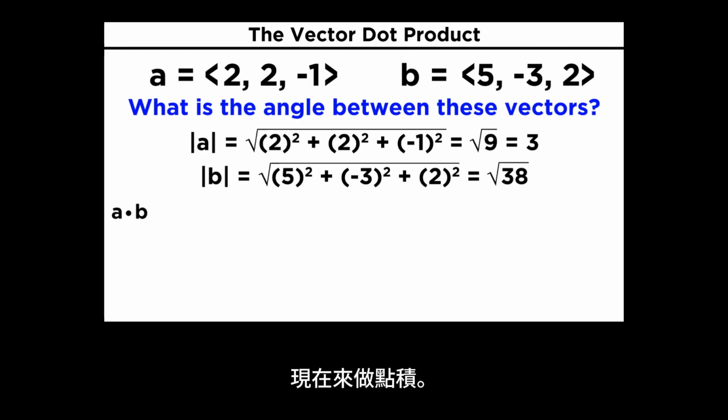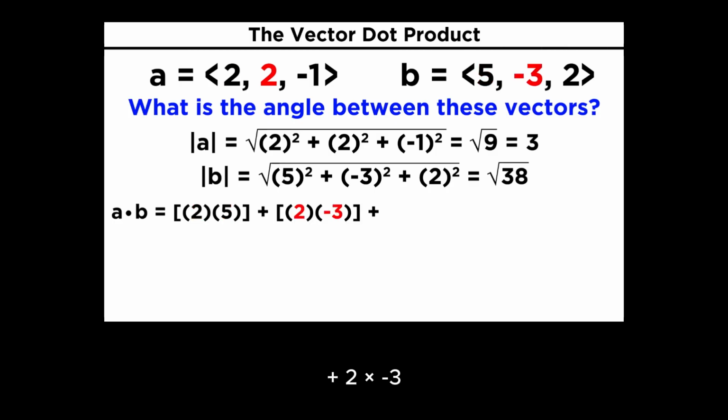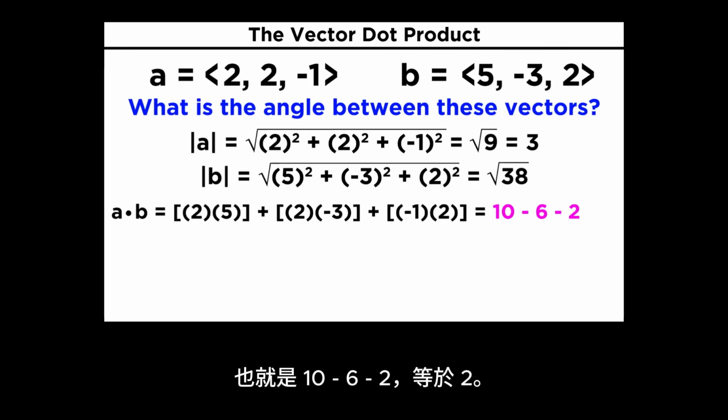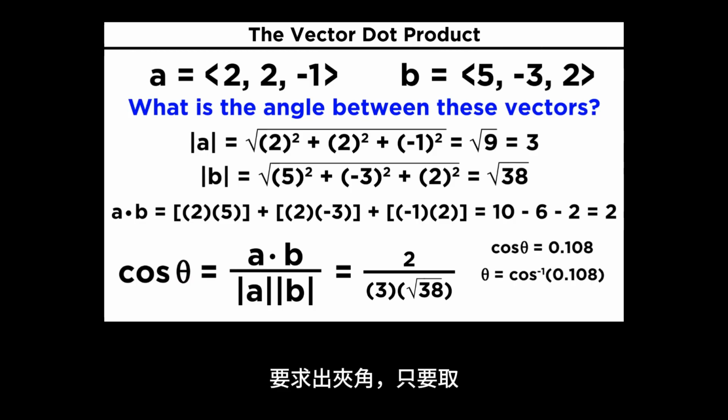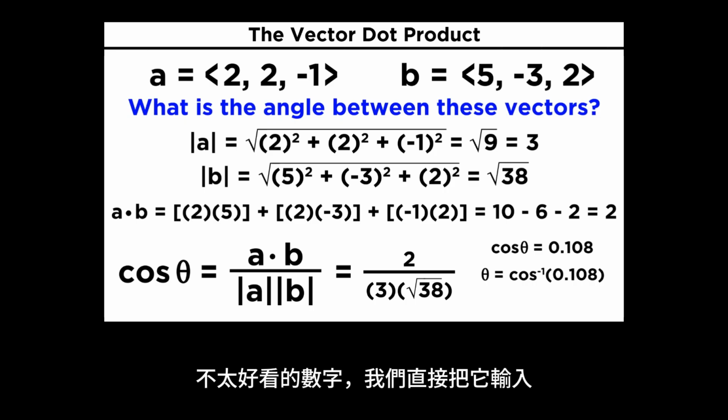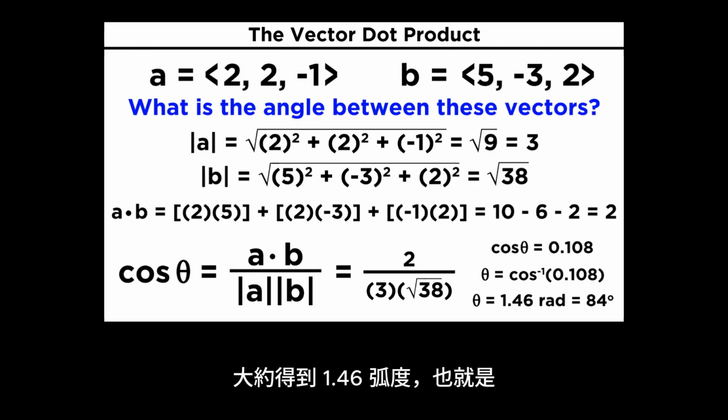Now let's perform the dot product. Multiplying the corresponding components, we get 2 times 5 plus 2 times -3 plus -1 times 2. That's 10 minus 6 minus 2, or 2. So plugging everything in, we get 2 on the top, and then 3 times root 38. That is equal to the cosine of the angle between the vectors. To solve for the angle, we just take the inverse cosine, and since this is a pretty ugly number, we just plug it into a calculator to get some decimal and press the inverse cosine button. That gives us around 1.46 radians, which is about 84 degrees.